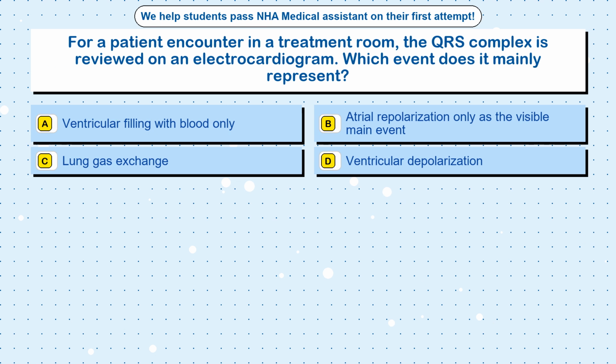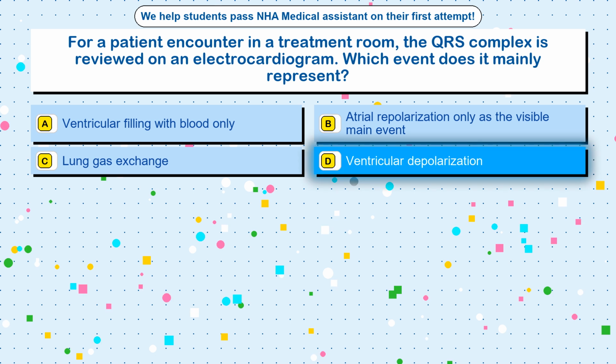Question 56. For a patient encounter in a treatment room, the QRS complex is reviewed on an electrocardiogram. Which event does it mainly represent? Option A. Ventricular filling with blood only. Option B. Atrial repolarization only as the visible main event. Option C. A lung gas exchange. Option D. Ventricular depolarization. The correct answer is option D.